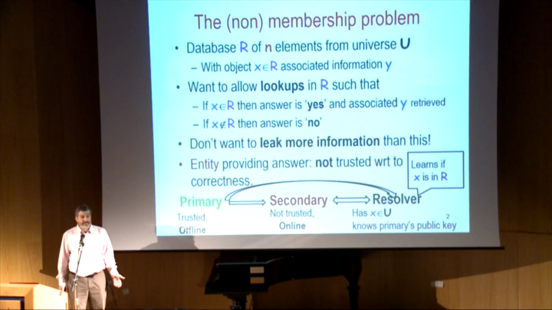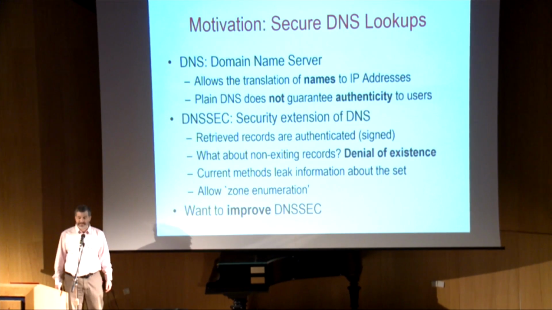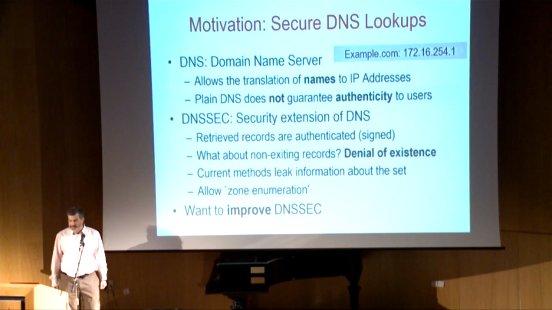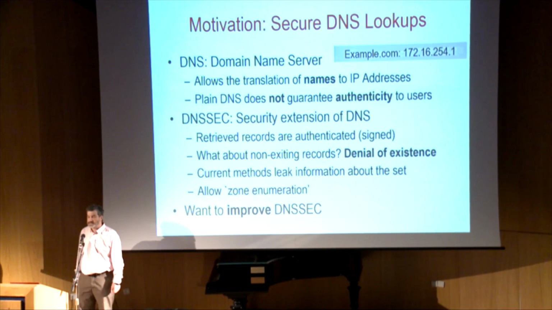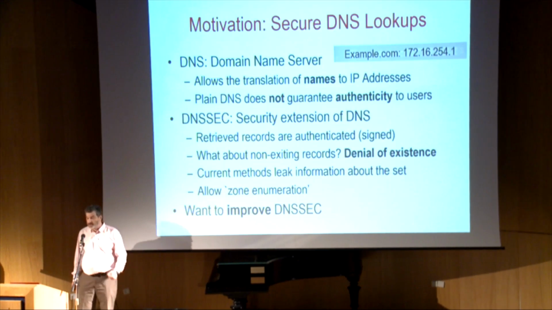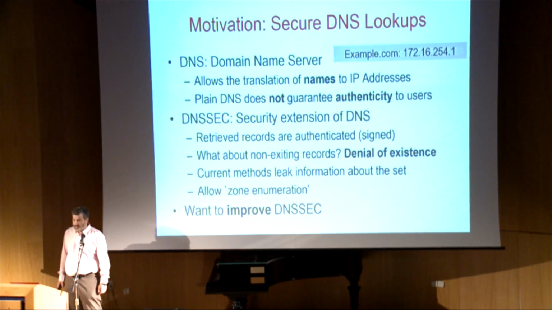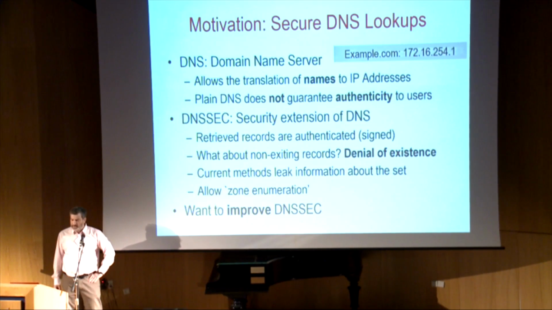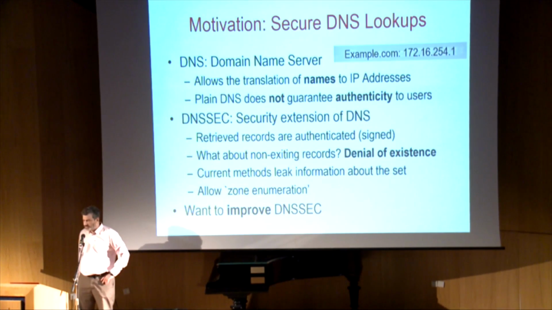And why is it an interesting problem? The motivation is from DNS lookup. DNS, domain name server, is the service that translates domain names into IP addresses. So we want to know what is the IP address of example.com. We go to the DNS, and he either says no such thing, or here is the address. And DNS in general is completely insecure. You have no idea whether you're getting the correct answer or not, and the security extension of DNS is called DNSSEC. And it's supposed to retrieve records which are authenticated.